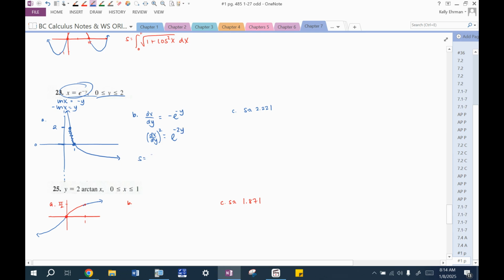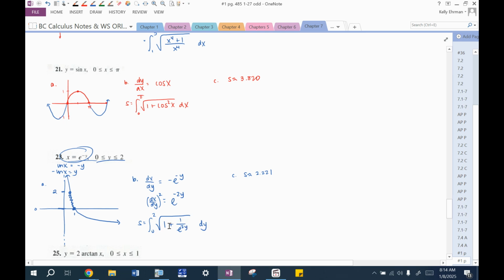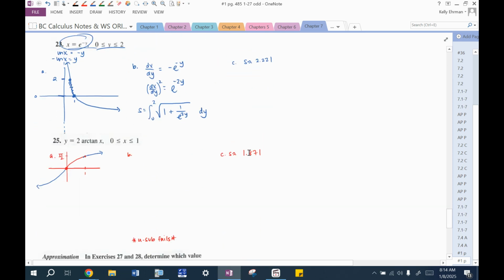And the arc length would be the integral from 0 to 2 of the square root of 1 plus 1 over e to the 2y dy. And I'm going to run into the same thing I did back here, where even if I get a common denominator, it's not going to give me anything I can factor.